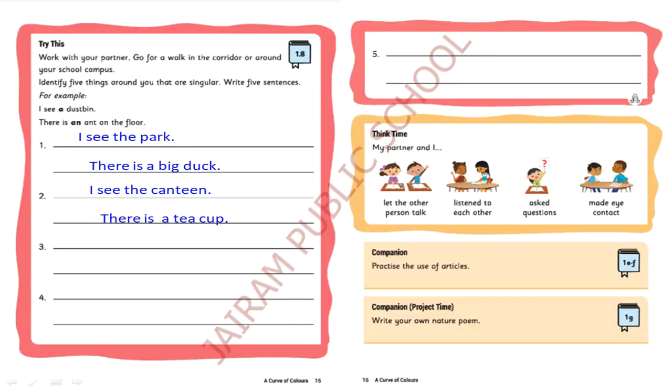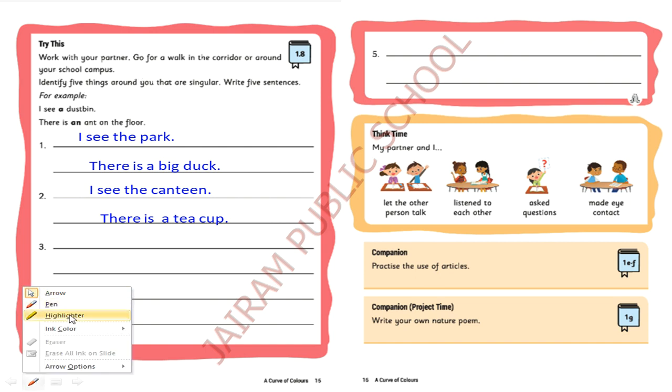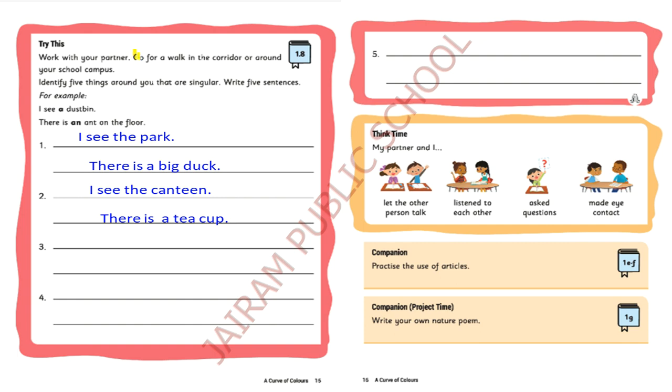I hope you are clear with these rules. Now let's go to the next activity. Try this, work with your partner. This is actually a pair activity, you can also do it alone, no issues. Work with your partner, go for a walk in the corridor. Consider only this line: go for a walk in the corridor around the school campus. Instead of the school campus, you can go for a walk at your home in the corridor. Identify 5 things around you that are singular. What are all the singular things you can find? You can find those naming words and write 5 sentences.